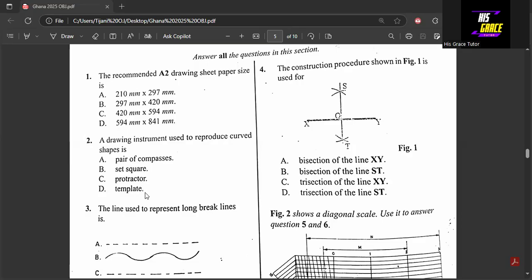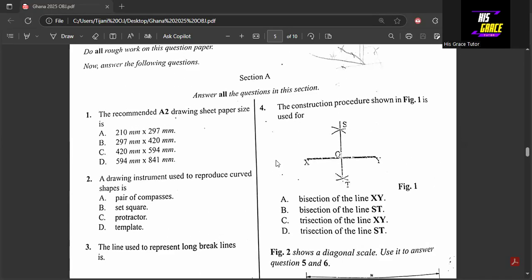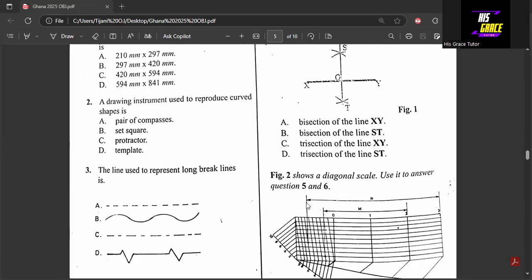Then question 3 says that the line used to represent long break lines is option D. So this is a thin long line with short zigzag. So option D is the answer to question 3. Then question 4. The construction procedure shown in figure 1 is used for bisection of line XY. That's option E. This was the answer to question 4.